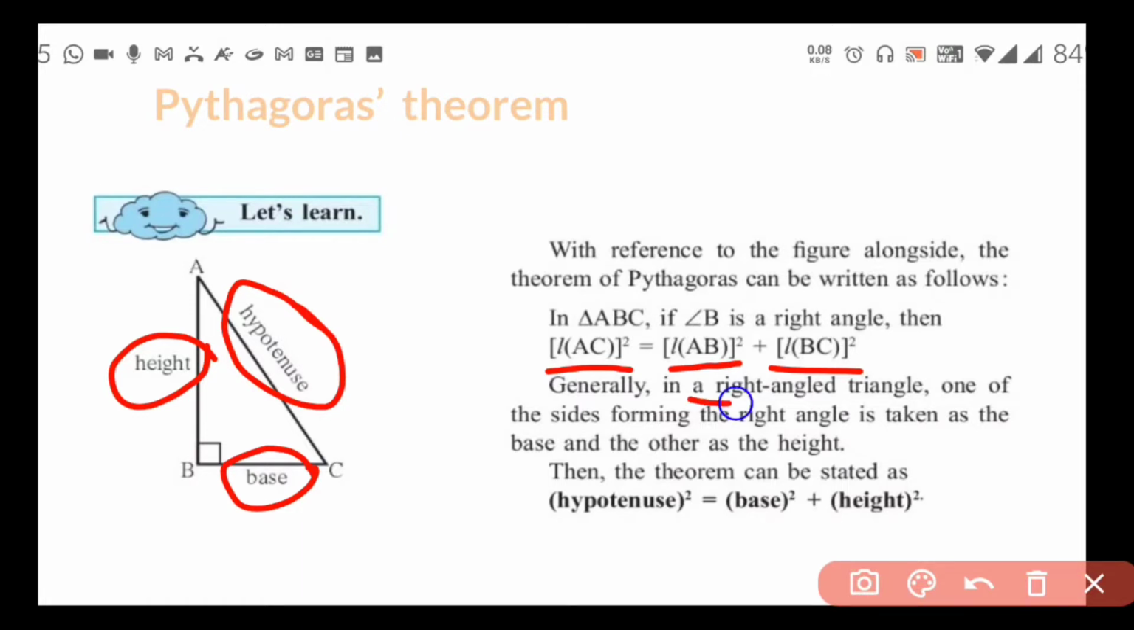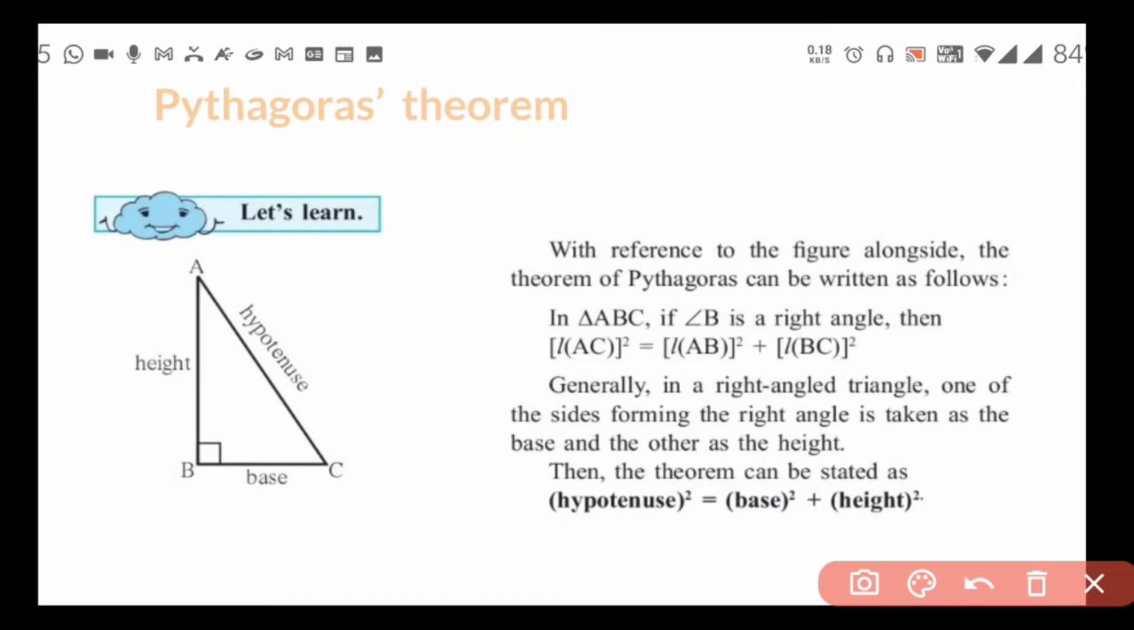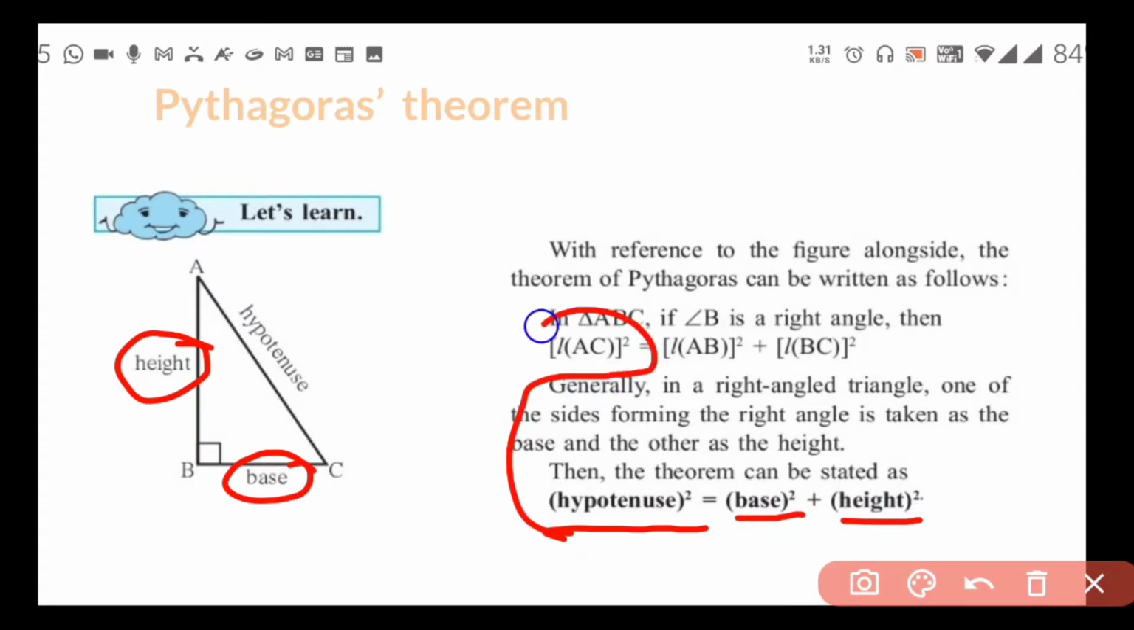So generally in right angle triangle, one of the sides forming right angle is taken as base, as I have told you previously, and the other side can be taken as height. So in between these two sides, side AB and side BC, one side we can consider as base and the other side can be considered as height. And so the formula can be like this: hypotenuse square is equal to base square plus height square. So hypotenuse AC square is equal to base square, meaning AB square, plus height square, meaning BC square.